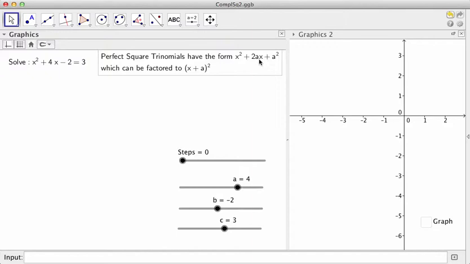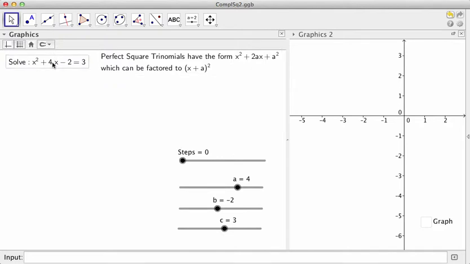where a is some integer. So what it means is that if you take the coefficient of the x term, which is 2a, take half of that, which would be a, and square it, that will be the last term or the constant in the equation. The advantage of that is it can be factored to x plus a squared. When we can do that, we can then take the square root of both sides of our equation to solve.